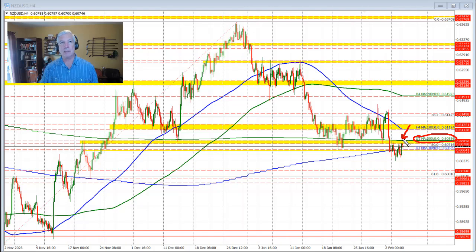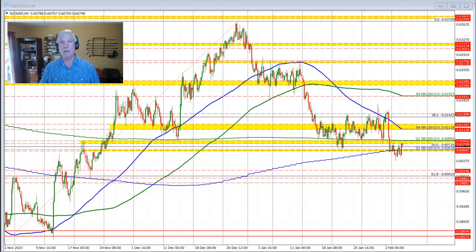That 200-day moving average comes in at 0.60856. And if we get a more hawkish or more bullish or stronger number, the price should move above that 200-day moving average and potentially move up toward this 100-bar moving average in the 4-hour chart. That level comes in at 0.61124, and also this swing area right here up to 0.6125. Those are the targets on the top side on a stronger number from New Zealand employment data today.